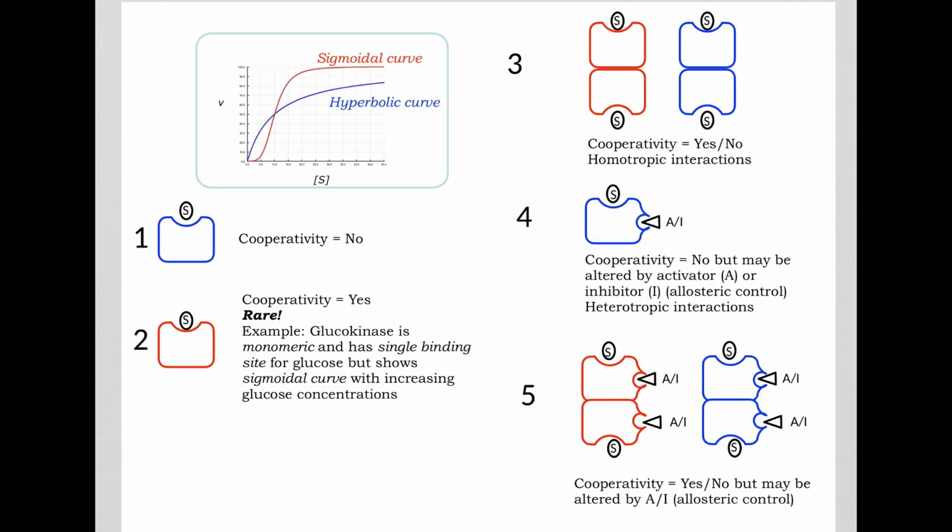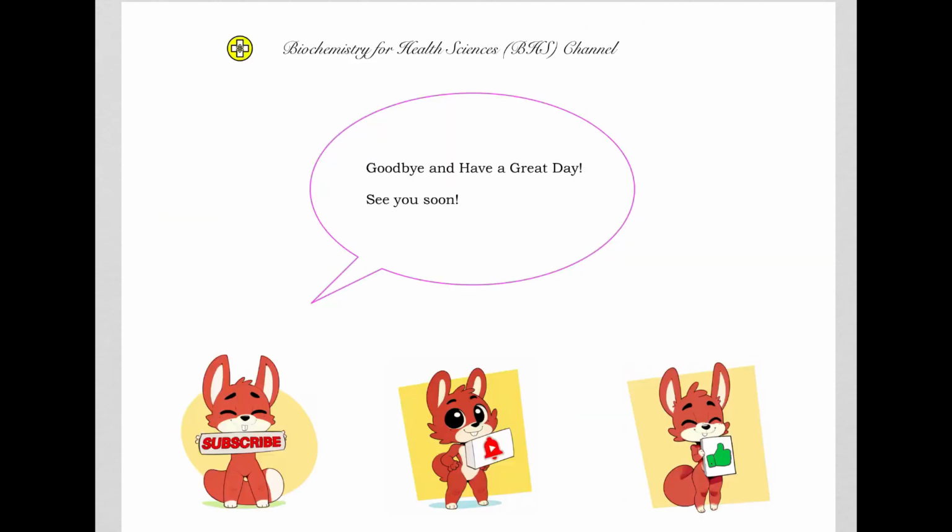It also should be remembered that just because the enzyme has multiple binding sites for the substrate, we don't necessarily have to have any cooperativity at all. So enzymes that have multiple binding sites may or may not show cooperativity, and therefore demonstrate either sigmoidal curves or hyperbolic curves. We will have more videos on this complex but important area of enzyme kinetics in the near future.